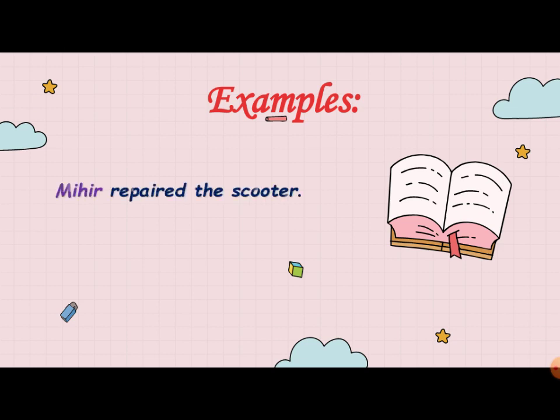Look at the example. Mihir repaired the scooter. So Mihir is a subject. Repaired is a verb. So subject is placed before the verb. So it is an active voice. The scooter was repaired by Mihir. So the scooter is the object which is placed before the verb. So it becomes a passive voice.